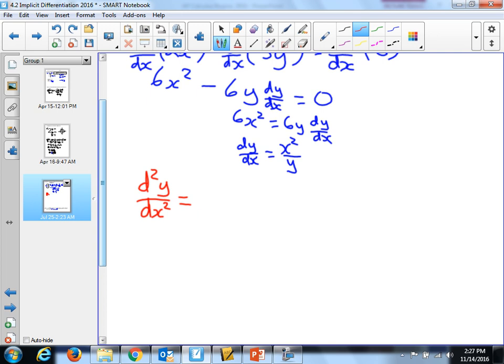So, quotient rule. Derivative of the top, leave the bottom alone, right? So what's the first part of that? 2xy. 2x for the derivative of the top. Y, the bottom left alone. Subtract the top left alone, x squared. The derivative of the bottom expression. What's the derivative of y? Dy by dx. D by dx of y is dy by dx. It doesn't match, right? Then the bottom, the y squared.